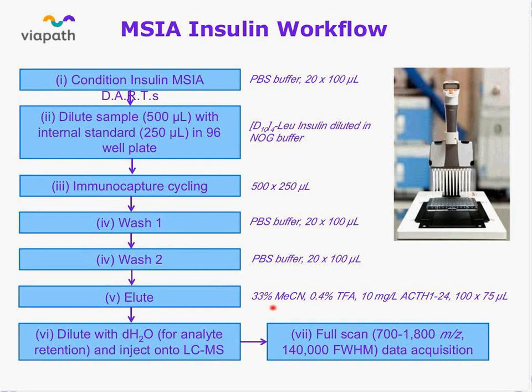Once we've got our extracts, we just dilute those out with deionized water. That gives us better chromatographic peak shape, because the organic solvent in the elution buffer would serve to distort the chromatography that we have, so we just have to dilute that out slightly. And then we inject that directly onto our LC-MS system. And as I say, with this assay, what we're using is high resolution mass spectrometry, but you can also use this assay in conjunction with triple quadrupole instruments, so in a tandem mass spec approach. But for this, we're just using a full scan data acquisition at the highest resolution setting of the instrument that we're using.